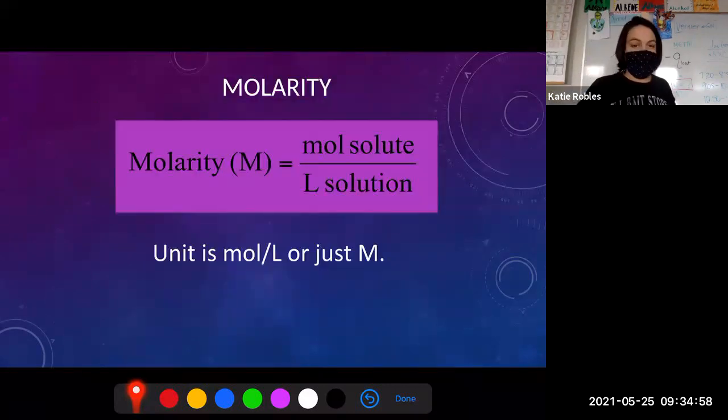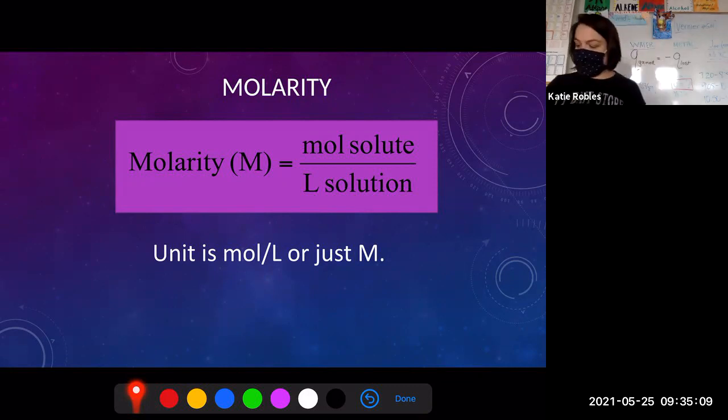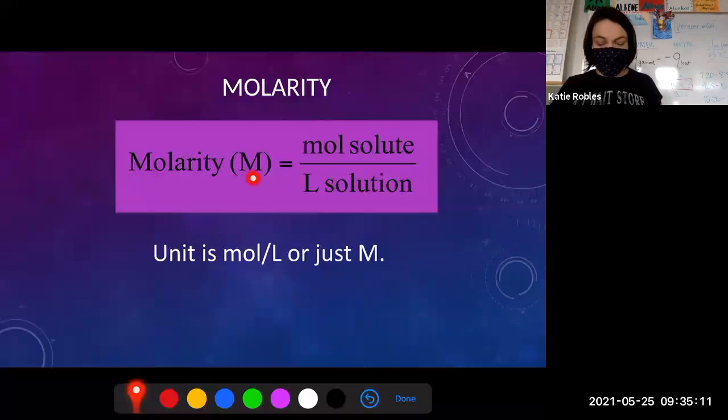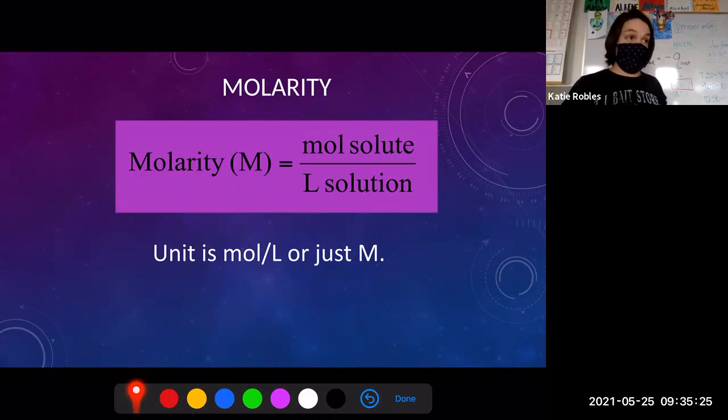And we call this molarity. Molarity is the most common way that a chemist is going to measure concentration. Molarity has a capital M, all right? And this capital M stands for the word molarity, and it stands for moles of solute over liters of solution. I was just explaining to you an example where I used grams of salt.